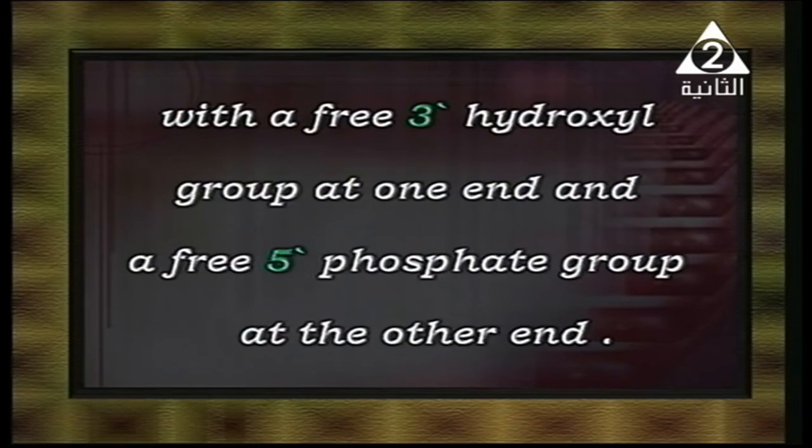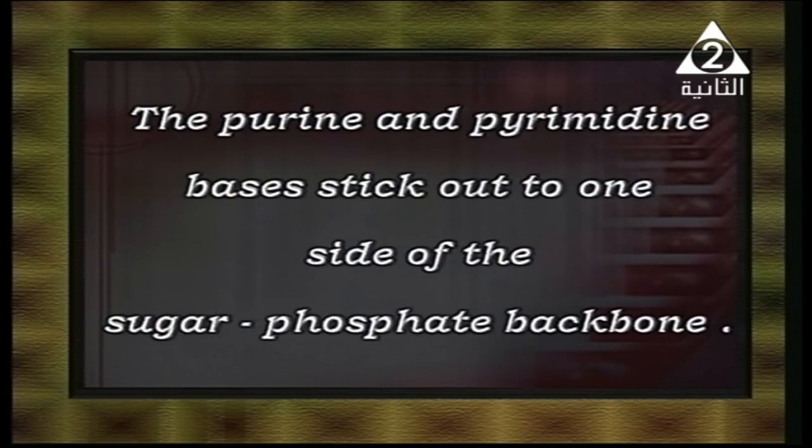Okay, I mean, we have two strands. Okay, it looks like a ladder. Okay, the 3 prime on the opposite side has what? 5 prime, and also at the bottom, the 5 prime has at the opposite strand a 3 prime. So it is not symmetrical, because there is what? There is a definite orientation to form the final structure of the DNA. The purine and pyrimidine bases stick out to one side of the sugar phosphate backbone.